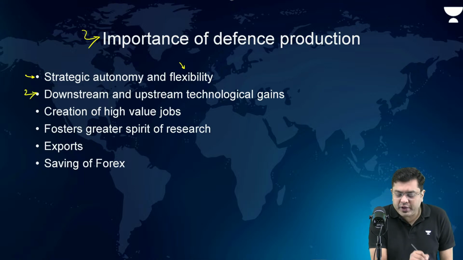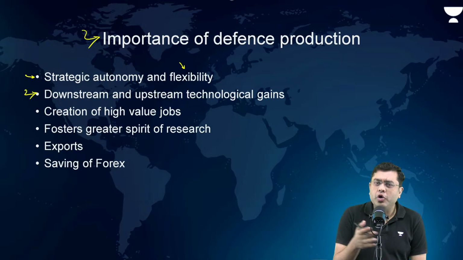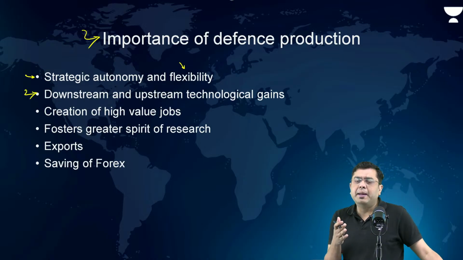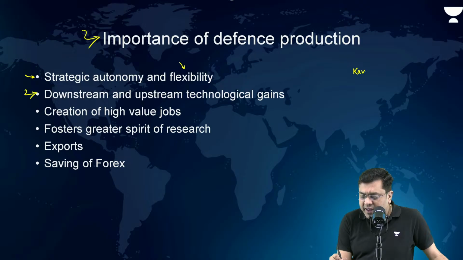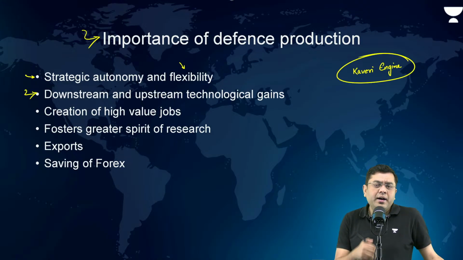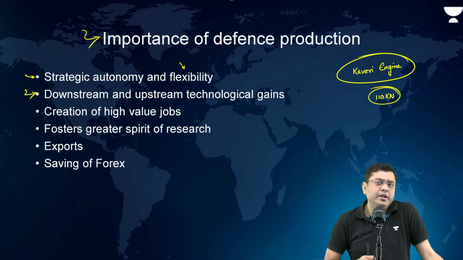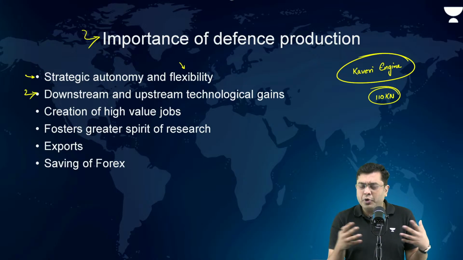Now there's a lot of downstream and upstream technological gains. For example, all of you would have heard or read about the fact that one of the major impediments in our fighter plane development is the development of our own indigenous engine, also termed the Kaveri engine, right? In the Kaveri engine, we are unable to create an engine indigenously which can provide at least 110 kilonewton of thrust. We don't have that engine. We don't have the capacity. It has been running for decades, and the project is unable to see the light of day.